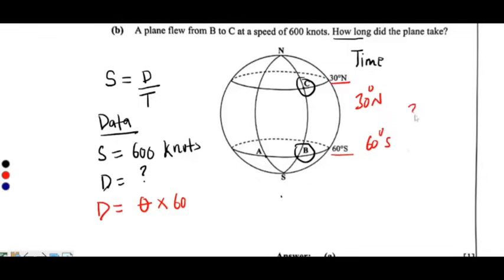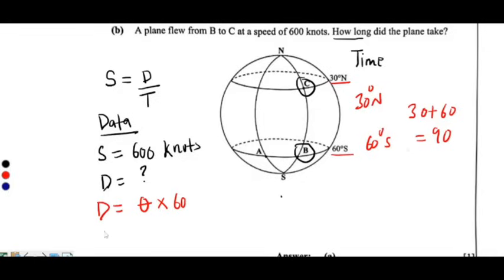So we are going to say 30 plus 60. This will give us 90. If these latitudes were lying on the same hemisphere, like north-north or south-south, we should have subtracted. Now they are lying on different hemispheres, so we are supposed to add.